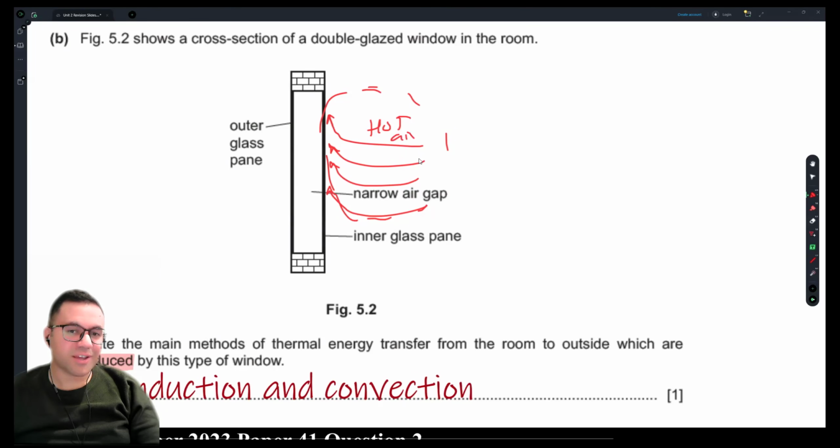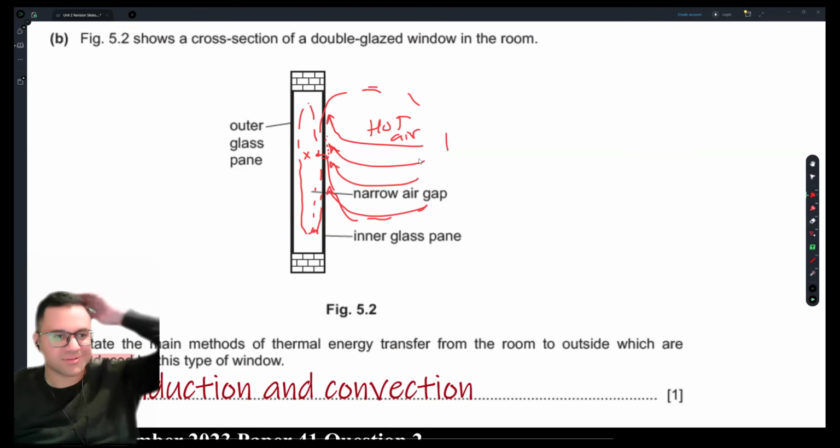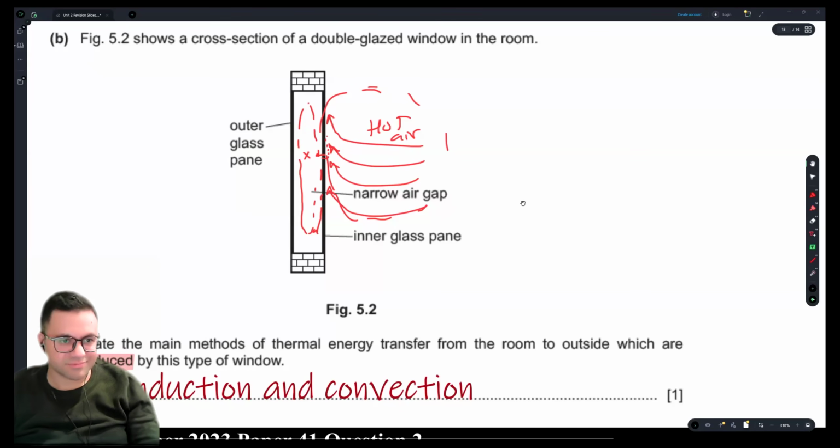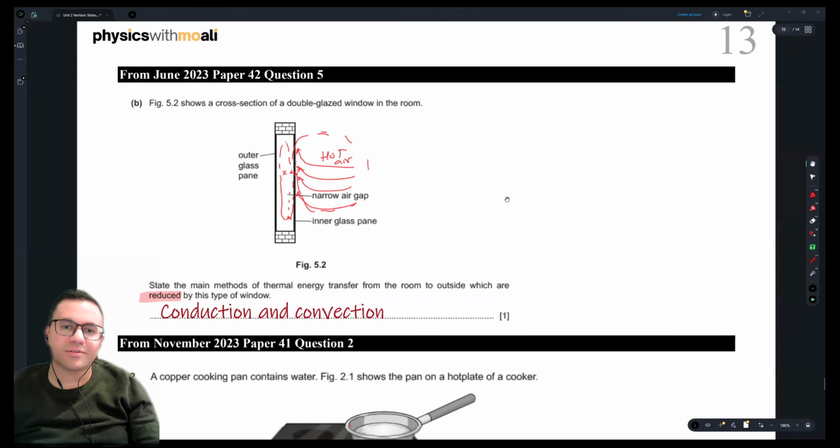So does my hot air escape if I'm heating the room? No, it doesn't. Sure, the surface gets hot by conduction, but then this is not a very good conductor. And even if it starts to convect, this air is trapped as well, so it can't escape either. So there is no air being lost out by convection. Do you get the idea? Very good.